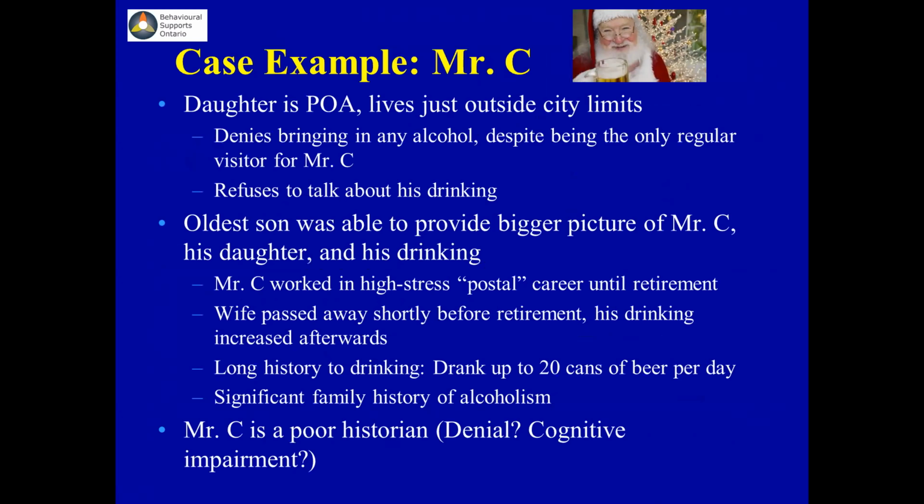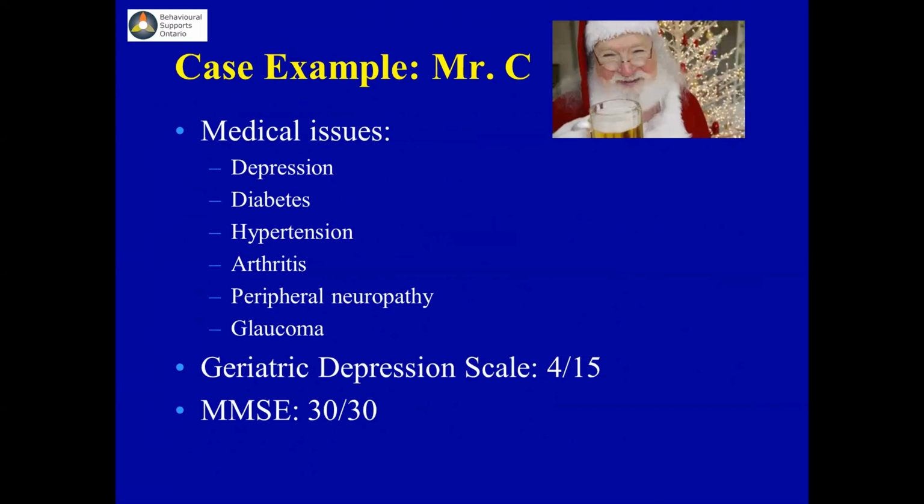And he had a very long-standing history of drinking. So we know that he drank up to 20 cans of beer per day and remained upright. So that speaks to the level of tolerance he had developed over time. And he had a significant family history for alcoholism, which he denied. So the question with Mr. C being a poor historian, is this denial? Is this cognitive impairment? What's going on here?